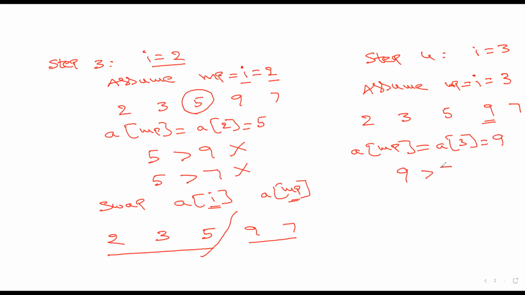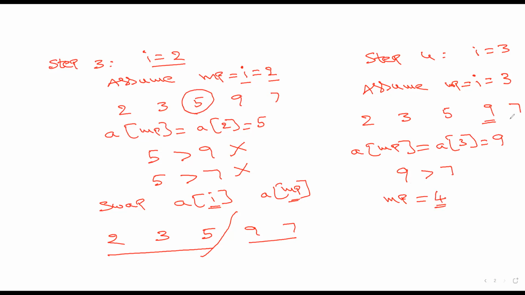9 is greater than 7. So that means we have to change our minimum element position. What we have to take? 4. Why are we taking 4 there?